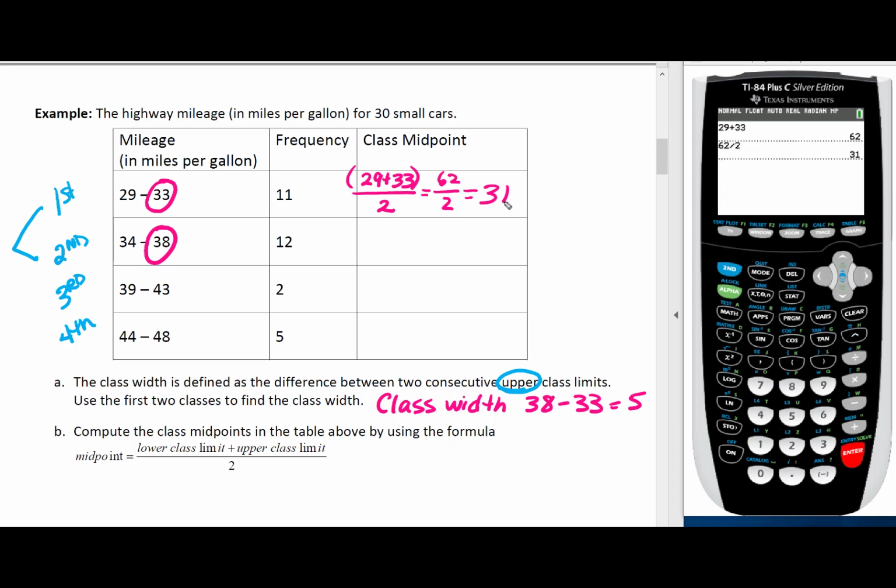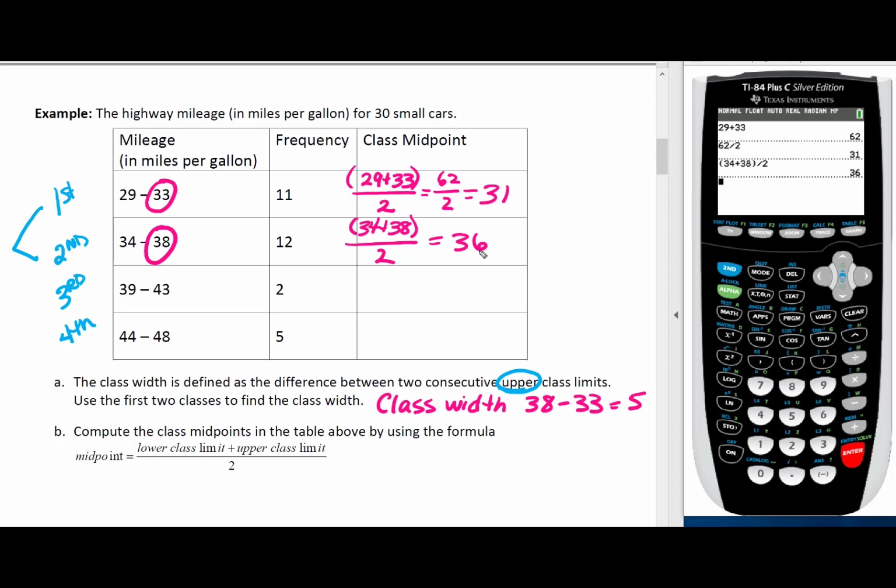For the next class midpoint, we're going to take 34 plus 38 and divide it by 2. Make sure you're writing the operation down. Let's see if we can type this in the calculator all at once this time. You have to make sure you include the parentheses in the numerator. So we're going to go parentheses 34 plus 38, close parentheses, divided by 2, and hit enter. So that answer is going to be 36.